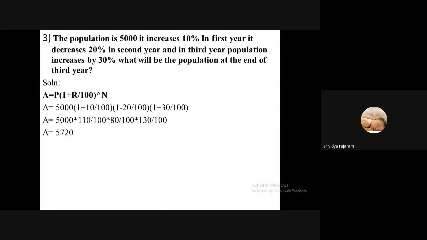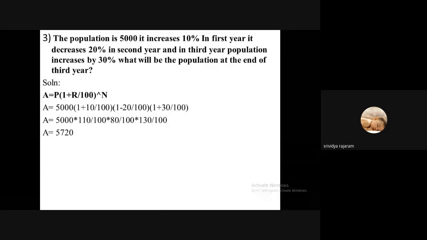Similarly, for the second year, they are saying it is decreasing by 20%. So I am going to subtract that 20% rate. So it is 1 minus 20 by 100. So don't assume wrongly that it should be of power 2, because for that year alone we are calculating, we are not calculating for the entire 2 years. We are calculating for the first year, and we are calculating for the next year, and we are calculating for the next third year. So on the whole we are getting 3 years.